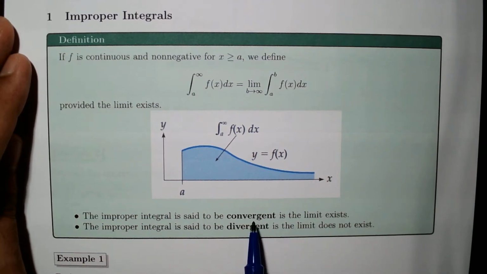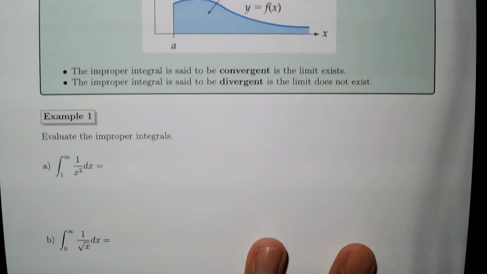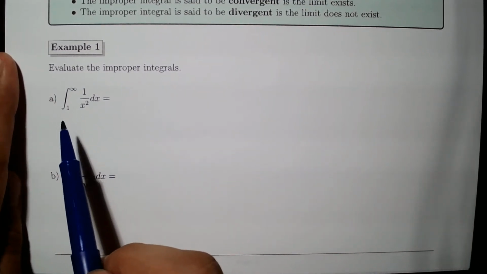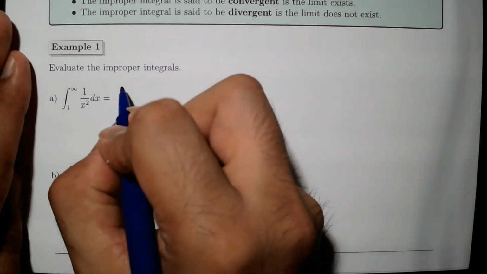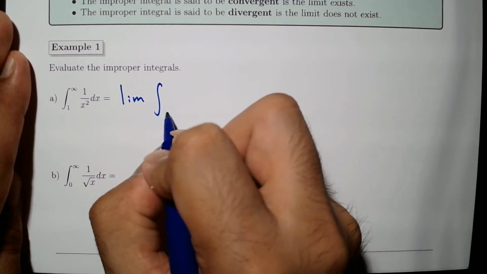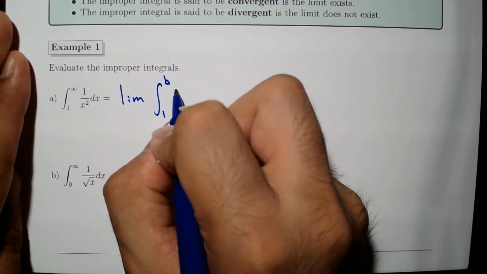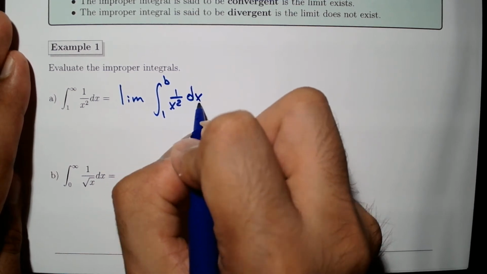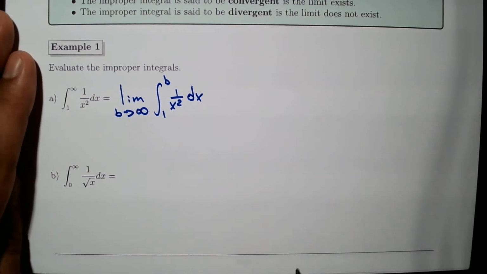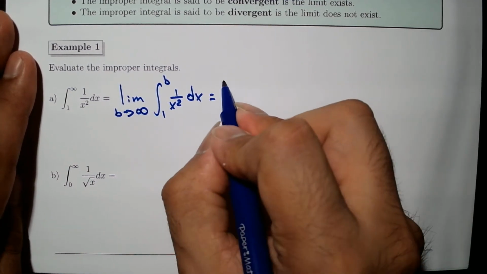If the limit exists, then we say that the improper integral is convergent or converges. Otherwise, if the limit does not exist, the integral diverges. So let's go ahead and do a couple of examples. Let's evaluate the improper integral. First of all, let's change the notation. Let's change it to the limit of the integral from 1 to b of 1 over x squared dx as b approaches infinity. So we are going to evaluate the integral as we would normally do.